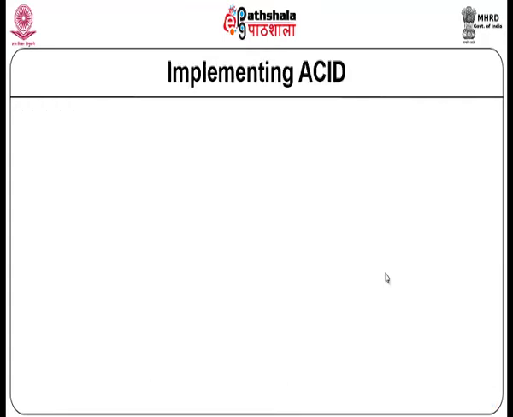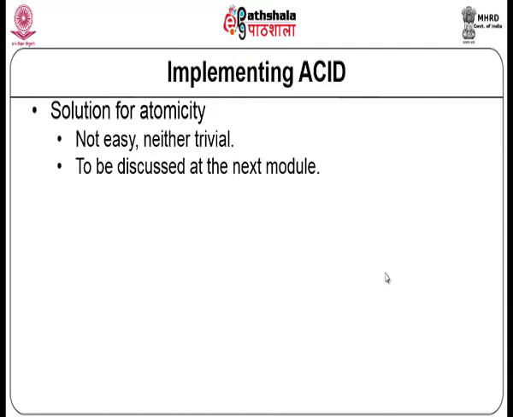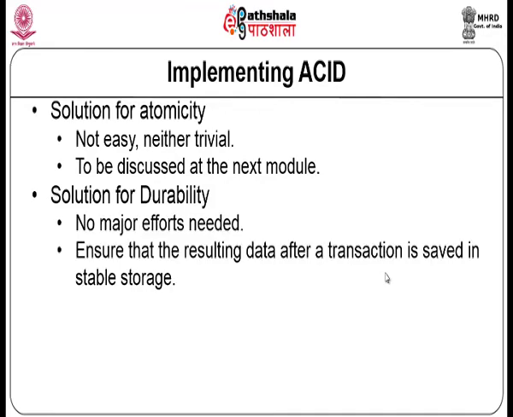So, how do we implement ACID? We have to take each property and ensure that that property is implemented. Implementing atomicity is something that we will discuss in the next module. We will talk about a solution for durability. It is very simple to ensure durability. Whenever a transaction has completed, we put it in a stable storage, and therefore ensure that the result is durable.